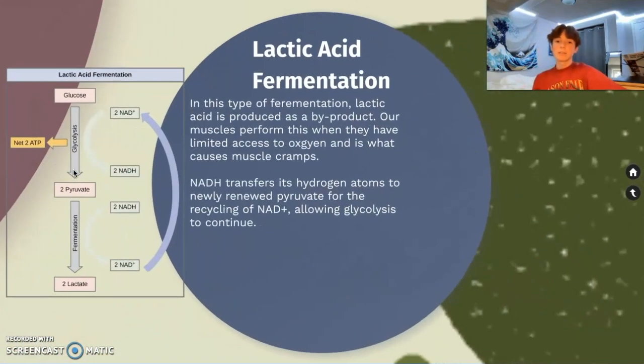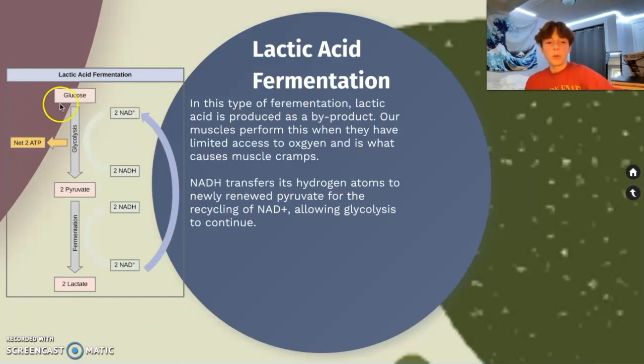Moving on to lactic acid fermentation. In this type, lactic acid is produced as a byproduct. As we mentioned, our muscles perform this when they have limited access to oxygen, and it is what causes muscle cramps. NADH transfers its hydrogen atoms to newly formed pyruvate for the recycling of NAD+, allowing glycolysis to continue. So this chart here actually shows glycolysis and fermentation, so the entire process of anaerobic respiration.